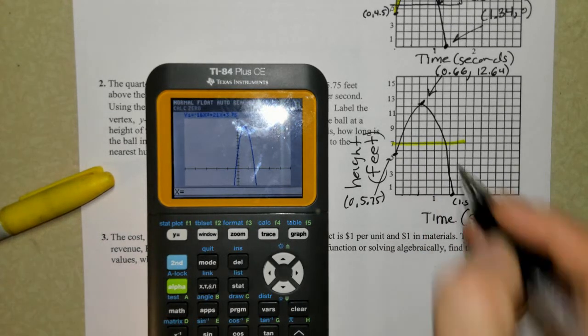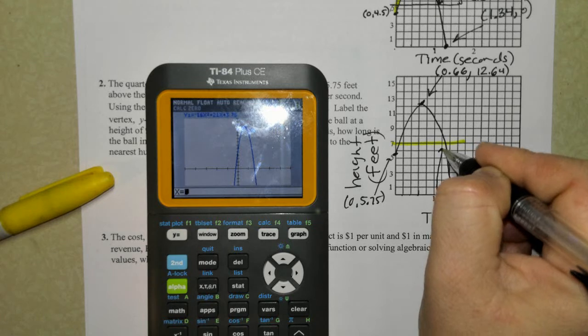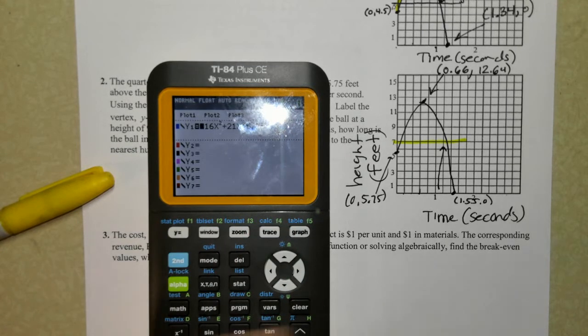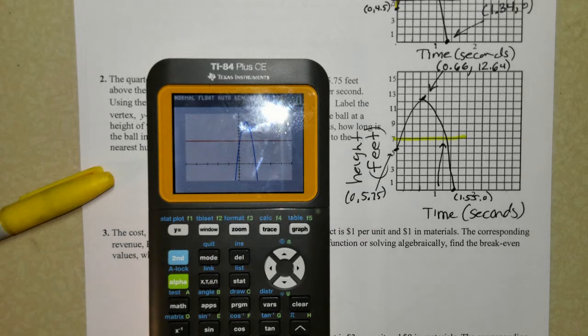Well, we want to know, how long does it take for Anthony to catch the ball if he catches the ball 7 feet above the ground as it's descending? Please find that answer. Round your answer to the nearest hundredth.